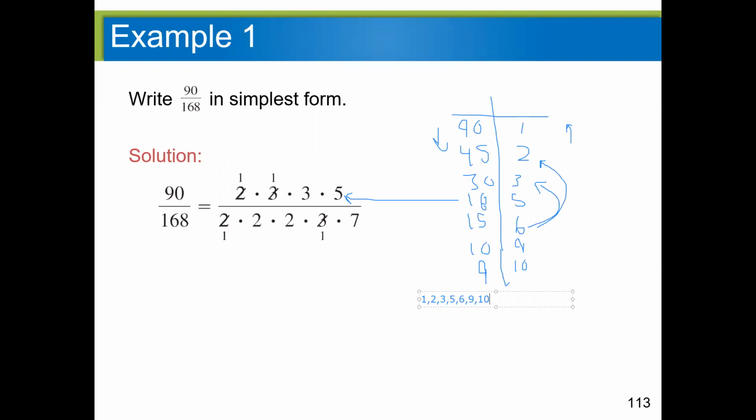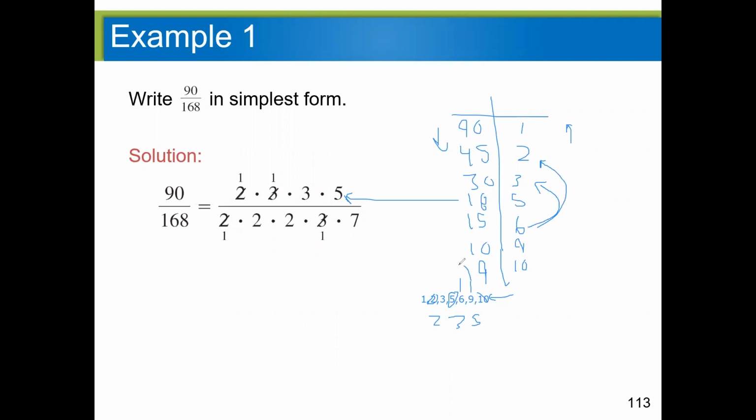Those are our factors. But within those numbers, I see factors, right? For example, 10, this is just 5 times 2. So I don't need to write 10, I can write 5 times 2. 9 is just 3 times 3. 6 is just 3 times 2. So my prime factors are 1, which I never really care about, 2, 3, and 5.